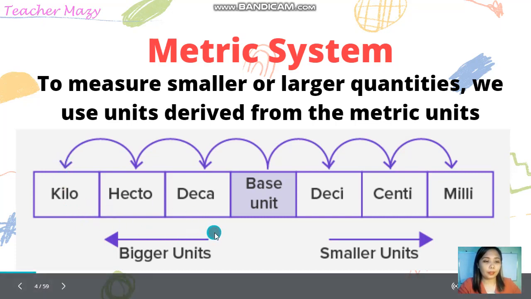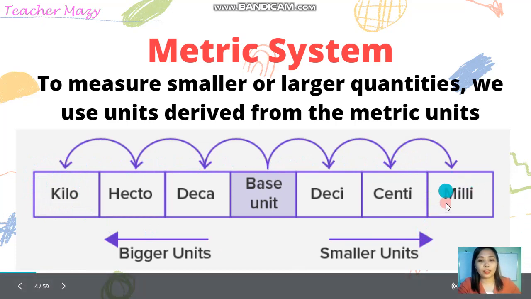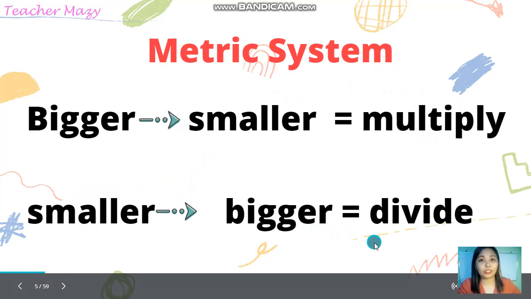Pag i-convert natin yung smaller to bigger units, papunta tayo sa right, yung shifting natin. Kapag naman bigger to smaller units, so papunta sa left. So that means in this chart, ang biggest unit is the kilo and the smallest unit is the milli. So in metric system, tandaan nyo na kapag bigger unit to smaller unit, we will multiply. And kapag smaller to bigger unit, we will divide.